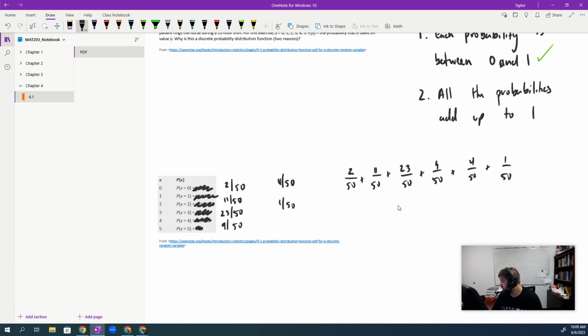I've got 4 and 1 is 5, so that's 13 out of 50 for these three. 2 and 11 is 13, so I've got 36. Interesting. 36 out of 50. And that is 49. Did I miscount one? Let's see. Because we should expect 50 out of 50.